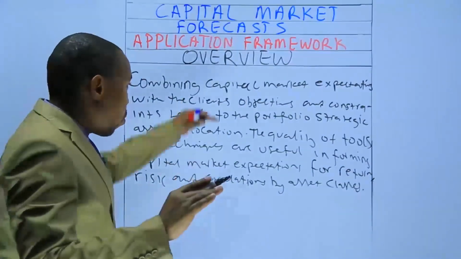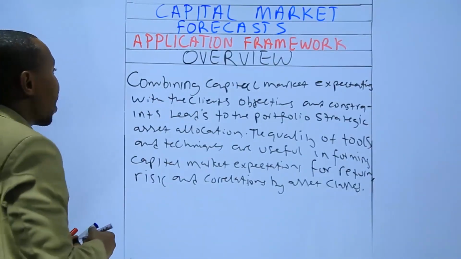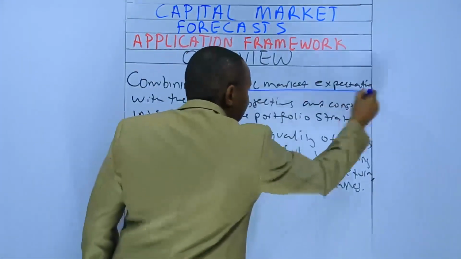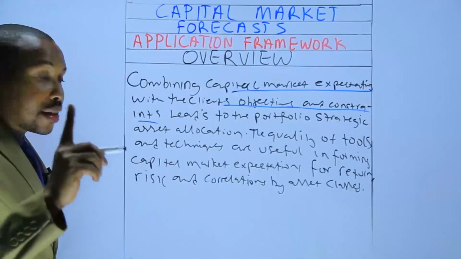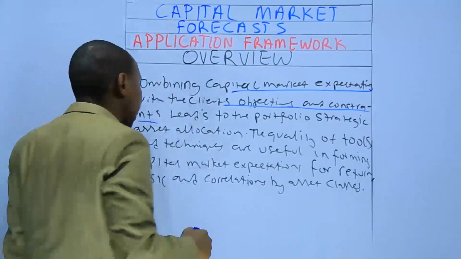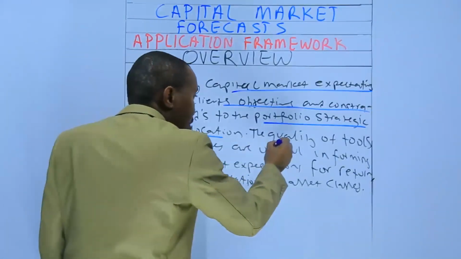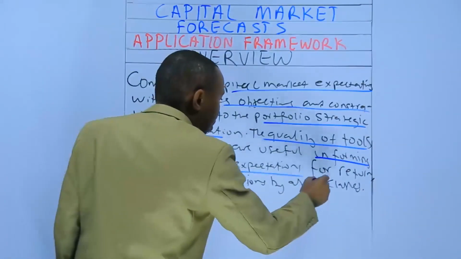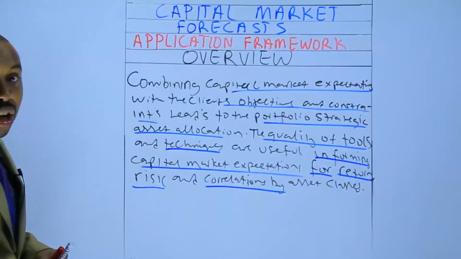Let's stop there, guys, and discuss what we have written. Under the overview of capital market forecasts, we are saying combining capital market expectations, which we're terming capital market forecasts, with the client's objectives and constraints leads to portfolio strategic asset allocation. So allocations can be done based on mapping the capital market focus on one side and the client's objectives and constraints on the other. The quality of tools and techniques are useful in forming capital market expectations for return, risk, and correlations by asset classes.